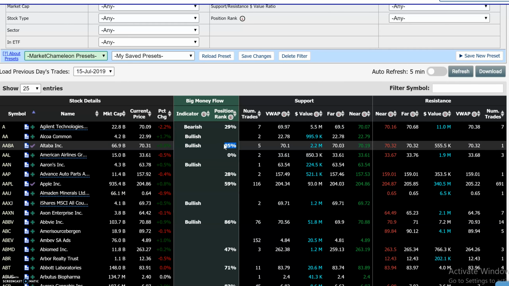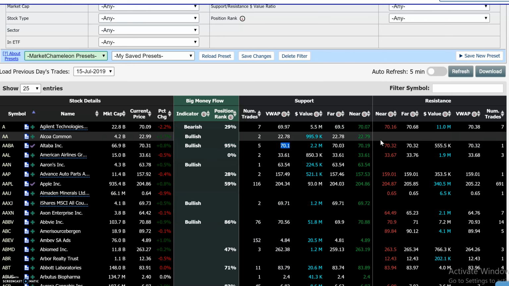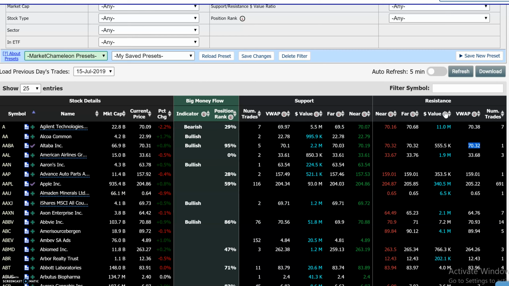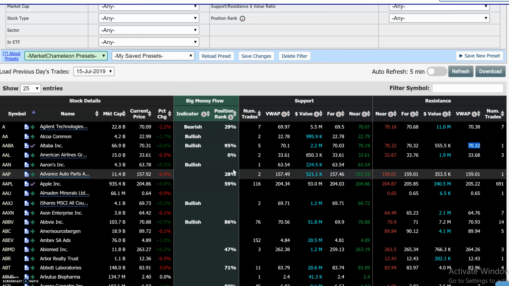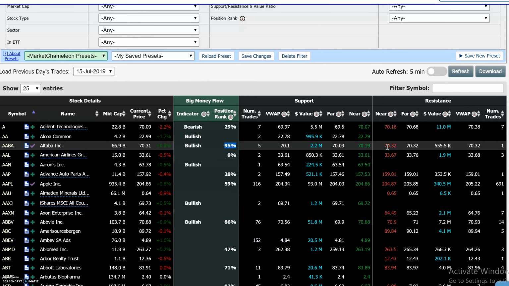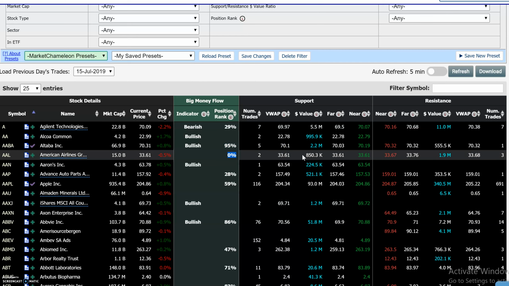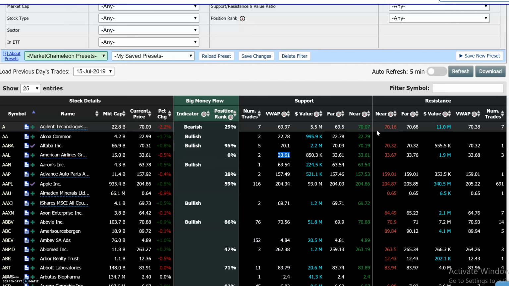The position rank here is just saying where the current stock price is, between the support and resistance level. If it's right at the resistance VWAP price, then it would be 100%. The closer it is to the resistance, the higher this number. The closer it is to the support VWAP, the lower this number is. So in this case, the current price is right at the near support VWAP price.